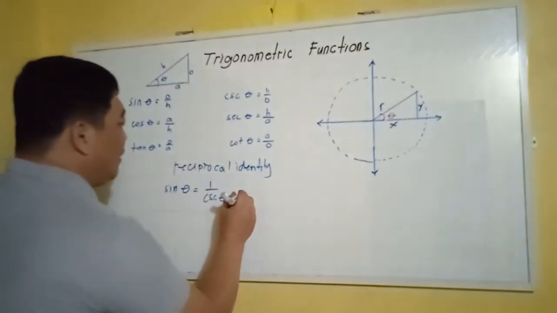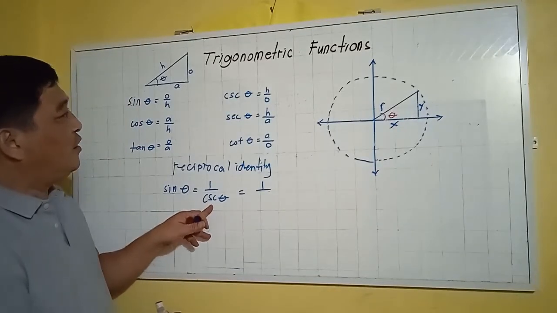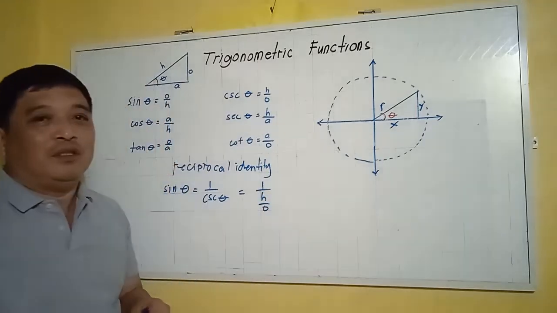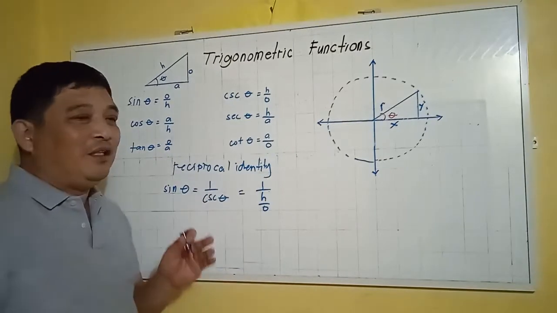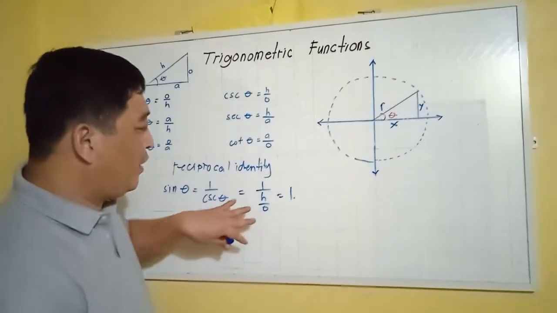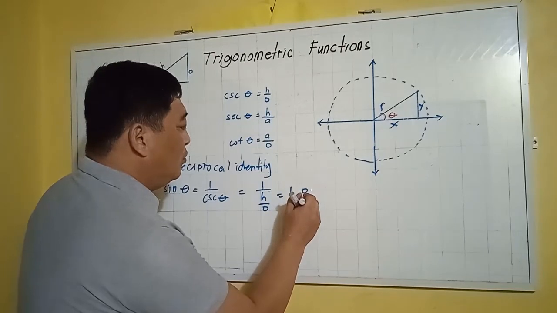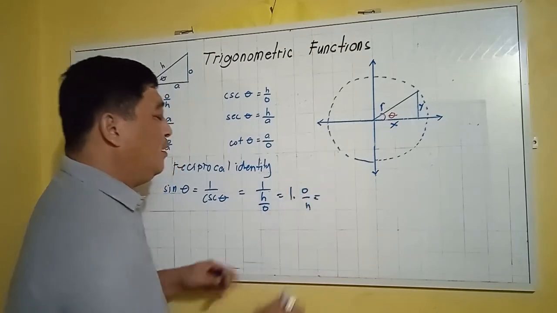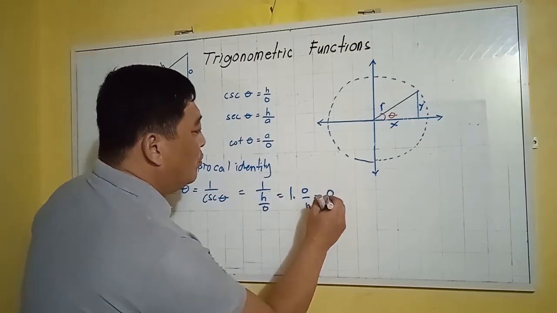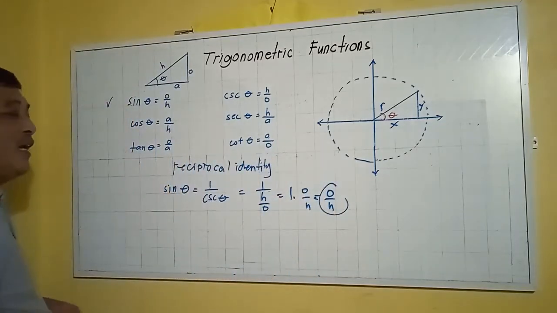To prove, let's say we have our cosecant theta that is equal to h over o, hypotenuse over the opposite. And then, di ba, pagka nagdi-divide tayo, you're going to find the reciprocal of the denominator, and then multiply na tayo. So 1 multiplied by o over h is equal to o over h. So o over h is equal to sine theta.